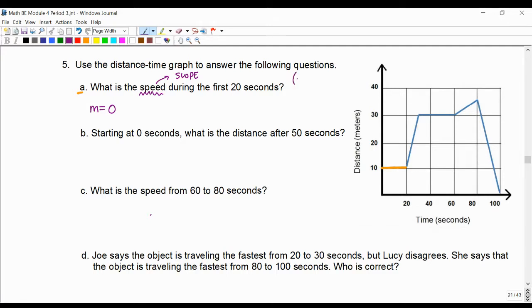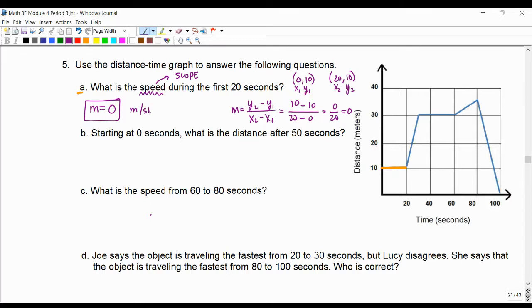This first point is 0, 10, and the second point is 20, 10. And we could use the slope formula. Let's just convince ourselves for just a second. Zero over 20 is 0. So we know the answer is 0, and it is meters per second.